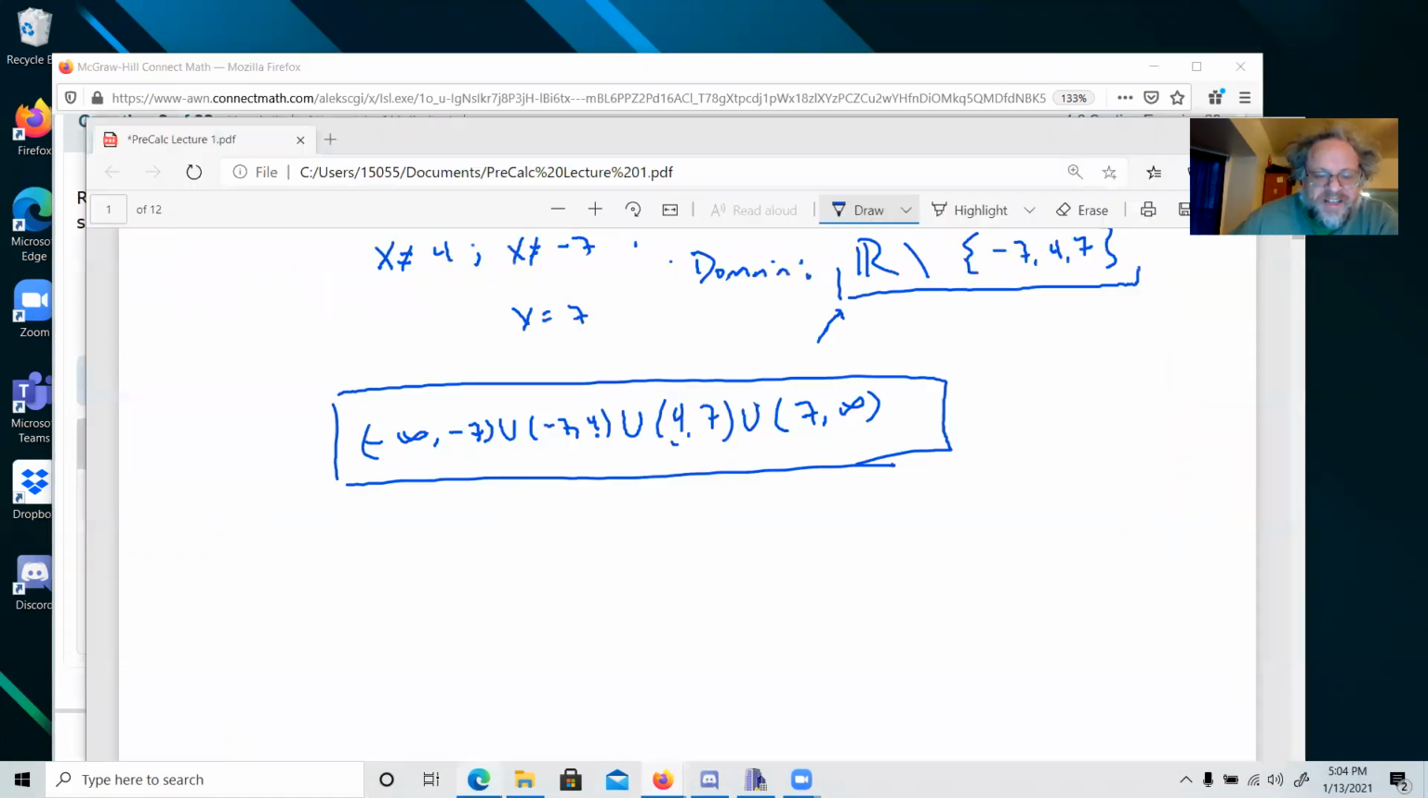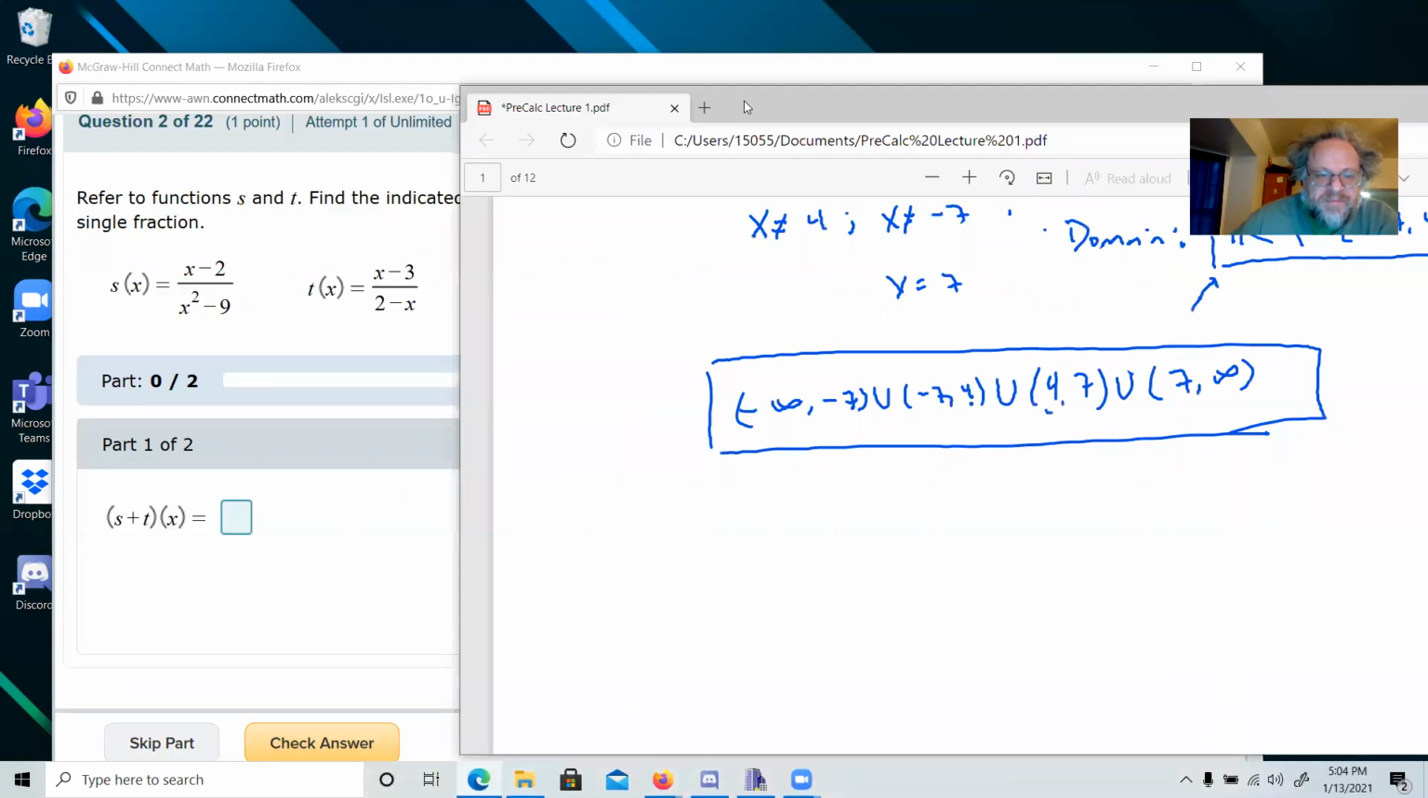All right, this one's going to be even better because it's a plus, and pluses with fractions are horrid. So what do we have here? We have x minus 2 divided by x squared minus 9. We have a plus, because we're doing a plus. We have x minus 3 over 2 minus x.